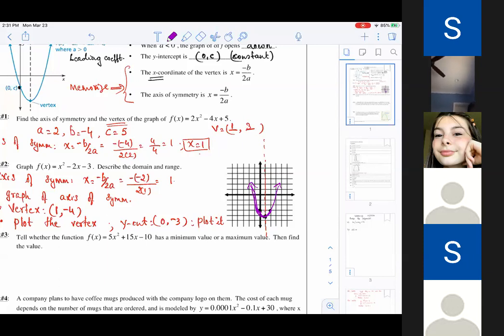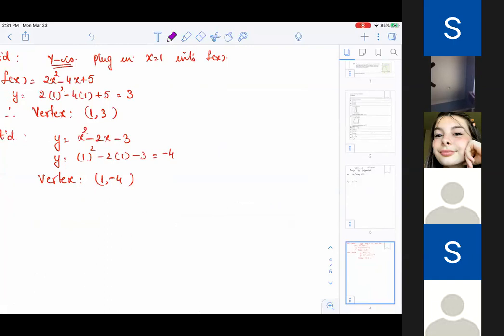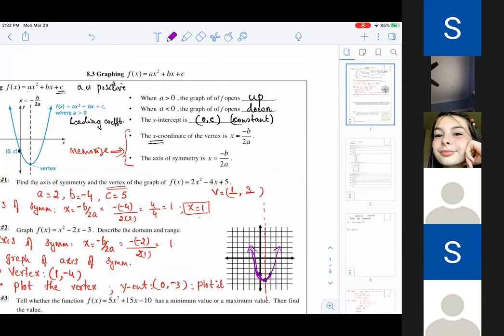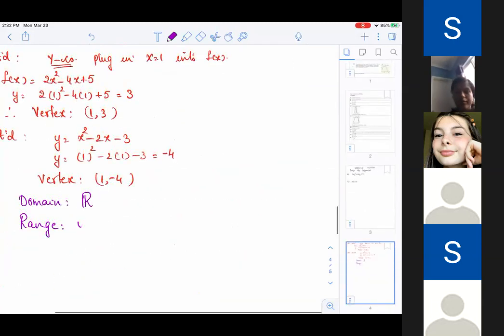Okay, go ahead, write the domain. Domain is equal to all real numbers. Domain of quadratic functions is always all real numbers, and the range is y is greater than -4, I think. Yeah, it's everything above -4. So it's going to be y greater than or equal to -4. So that's the domain and range. Is this clear to everyone?